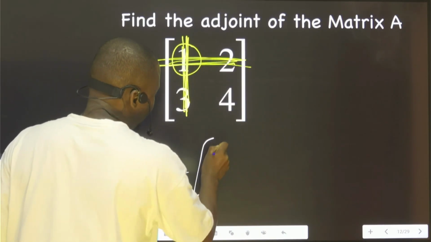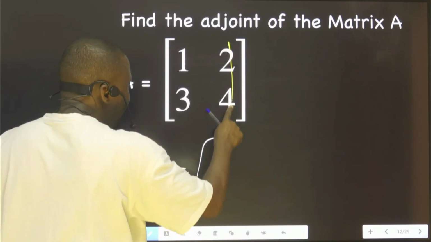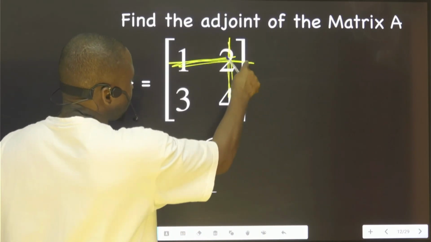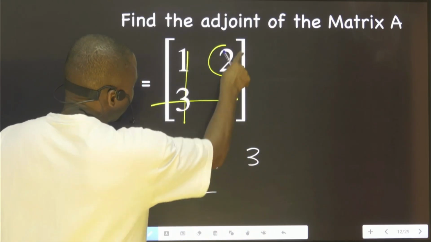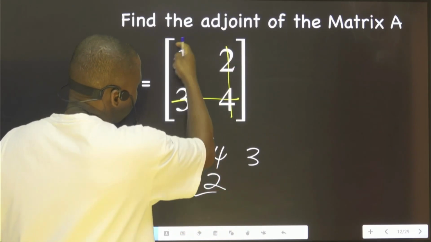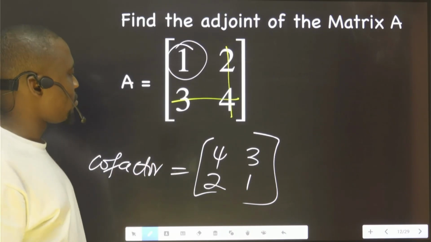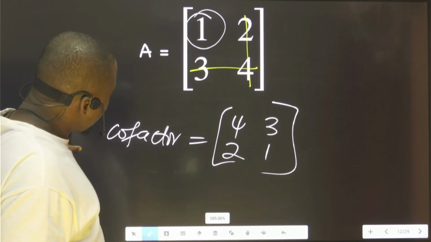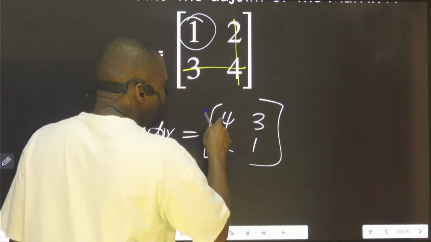What is remaining is 4. That is the minor of 2. The minor of 2 is 3 here. The minor for 3 is 2. For 4, take the position of 4. Once you take the position, the next thing is to put the sign.